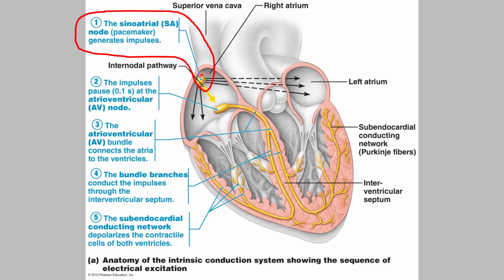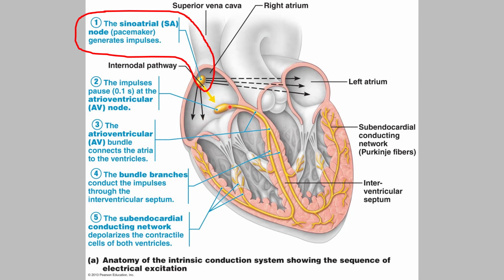Up here at the top of the right atrium, right next to the vena cava entrance, there is a patch of those non-contractile cardiac muscle cells. This patch is called the sinoatrial node, or the SA node. The SA node is also sometimes called the natural pacemaker of the heart. Next, at the bottom of the right atrium, right next to the tricuspid valve, there is something called the AV node, or the atrioventricular node.